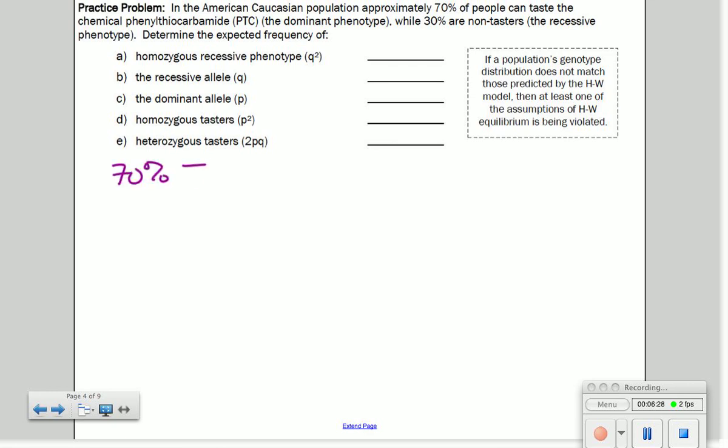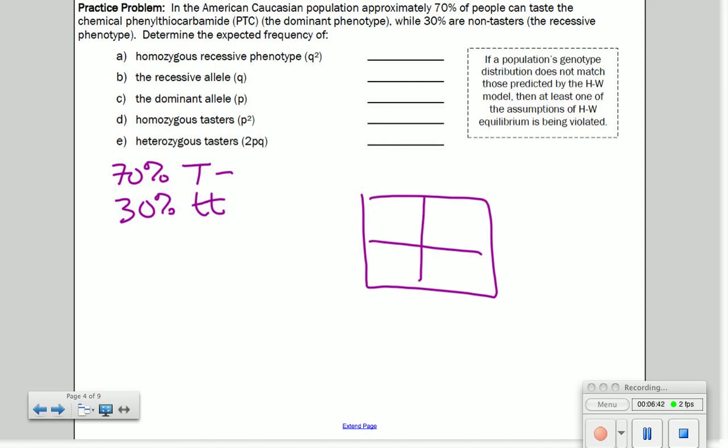70% are big T with a dash, and 30% are little t, little t. So knowing this, if I look at my Punnett square, this 30% is going to go here. This is where little t goes. Here's big T. I'm just using T; you can use any letter you want.